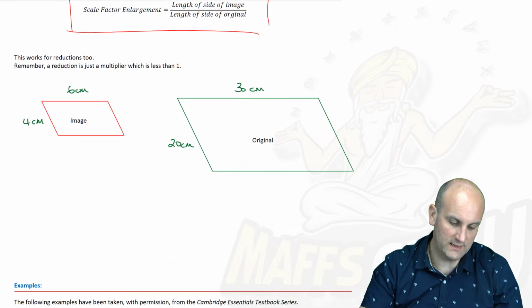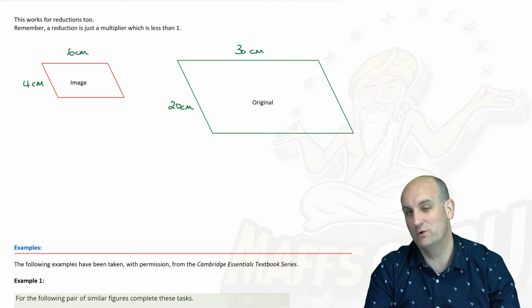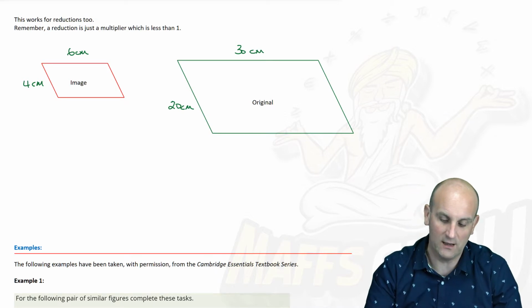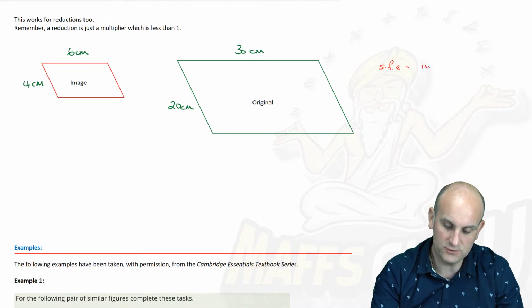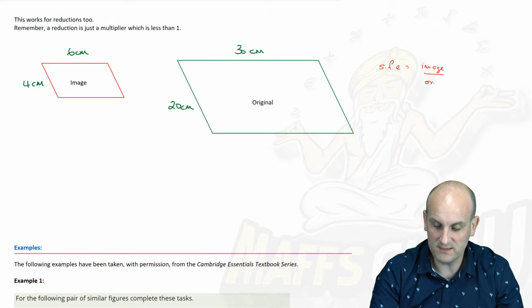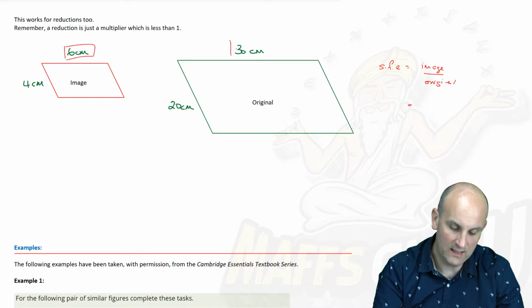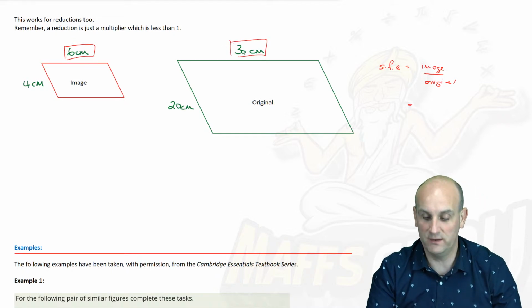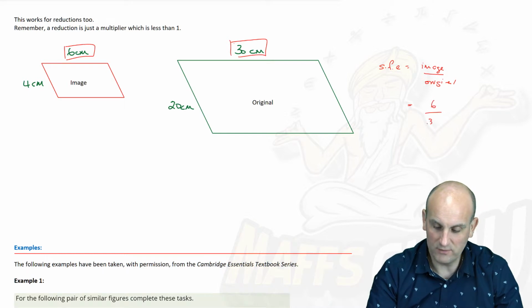What about this shape here, reductions? A reduction is just a multiplier, which is effectively smaller than 1 but greater than 0. So again, the formula says that the scale factor enlargement is equal to a side length of my image divided by a side length of my original. Right, so let's choose some comparable sides. Well, I'm going to choose this side here and this side here because they're obviously corresponding. So let me see, my image is 6 and my original is 30.